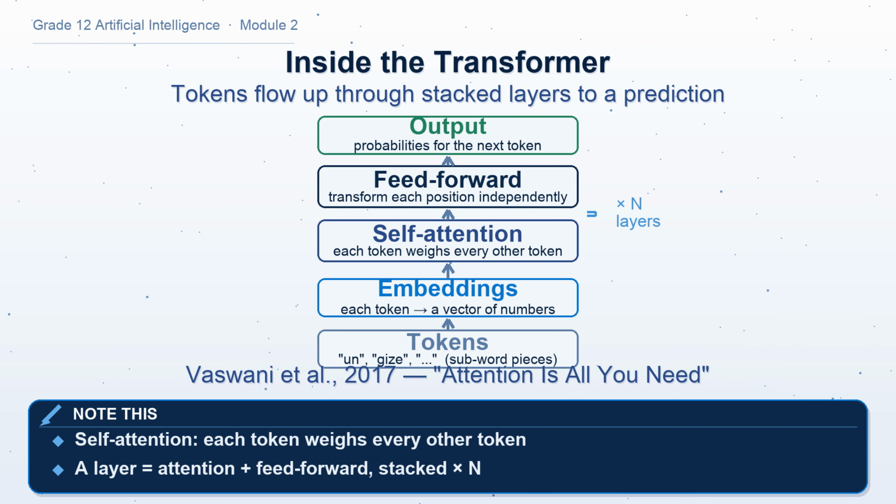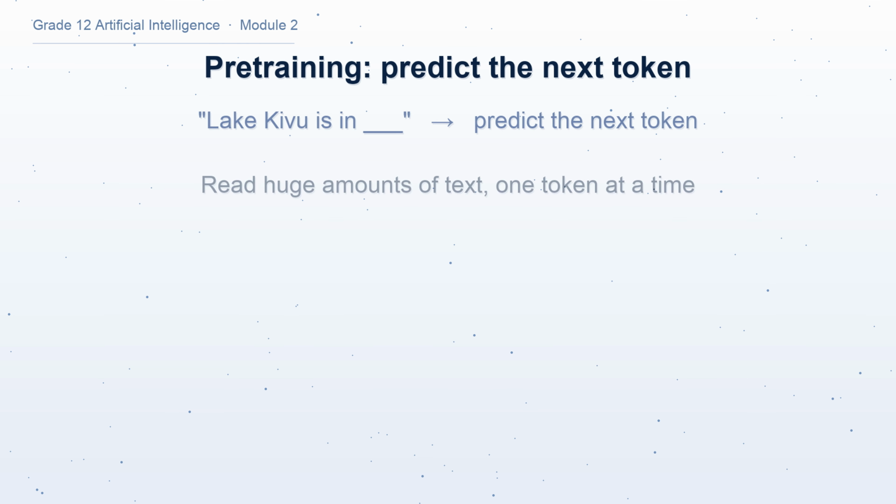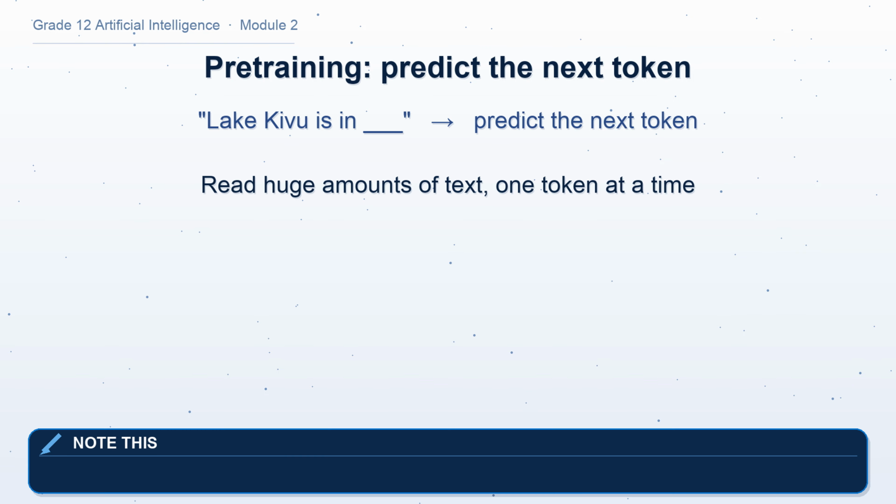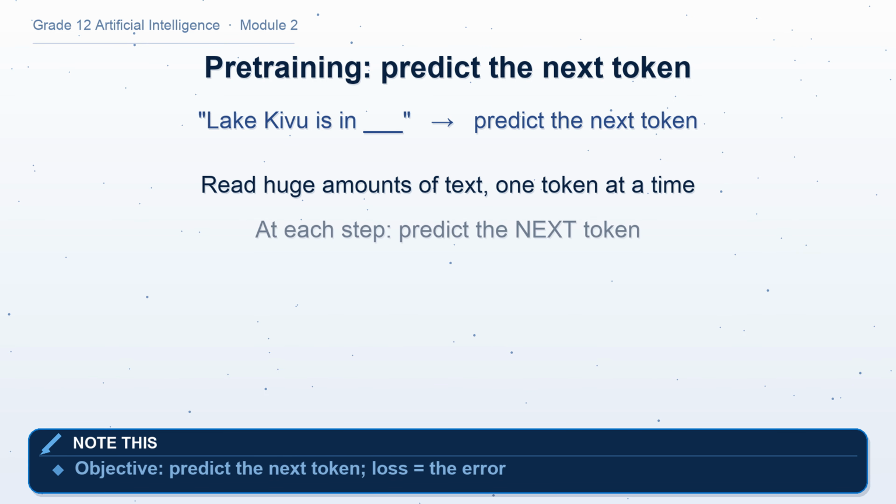Now, how does it learn to make those predictions well? Before a model is useful, it goes through pre-training. The idea is beautifully simple. The model reads enormous amounts of text, one token at a time. At every position, it must predict the next token. Given the words "Lake Kivu is in", a good model should predict "Rwanda".